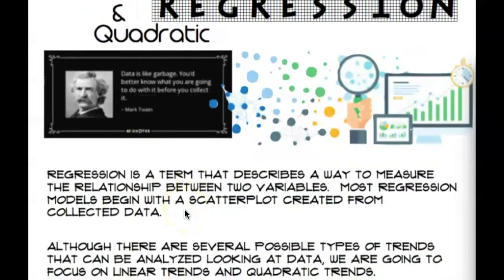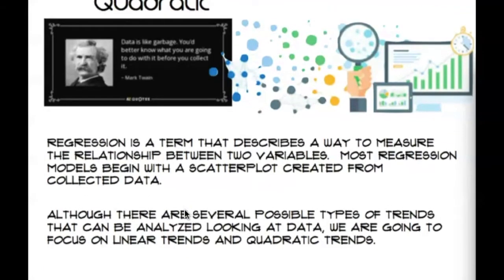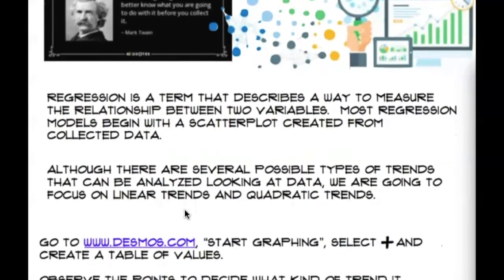There are several possible types of trends that can be analyzed looking at data. We're going to focus on linear trends and quadratic trends, but that doesn't mean that there's no such thing as exponential or any of the other types of trends. We're just going to look at the two of them.